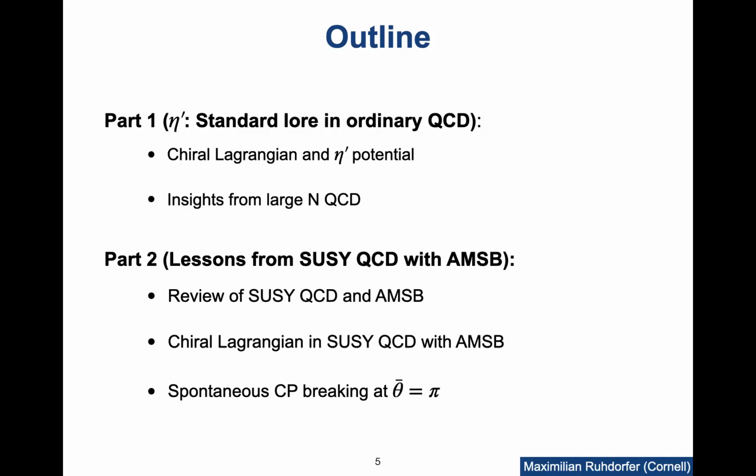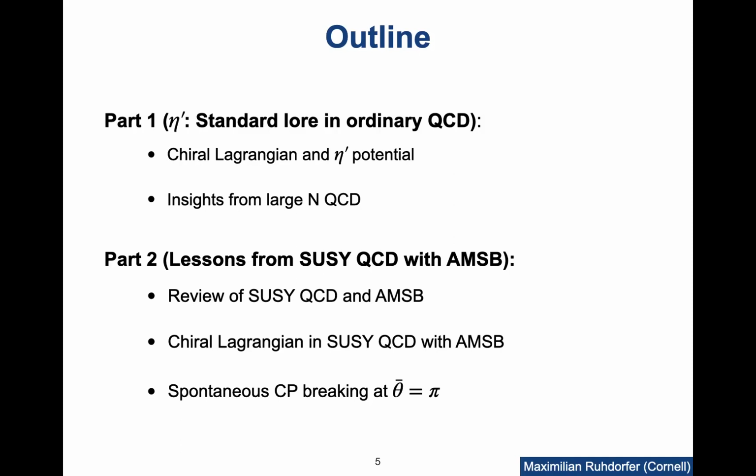Yeah, I completely agree with that. Okay, so what I'm actually going to talk about is, first, I will just review the standard lore in ordinary QCD about the eta prime, and give, of course, the Lagrangian and the eta prime potential and the insights we can get from large N QCD. And then in the second part, I'll turn to supersymmetric QCD with anomaly-mediated SUSY breaking.